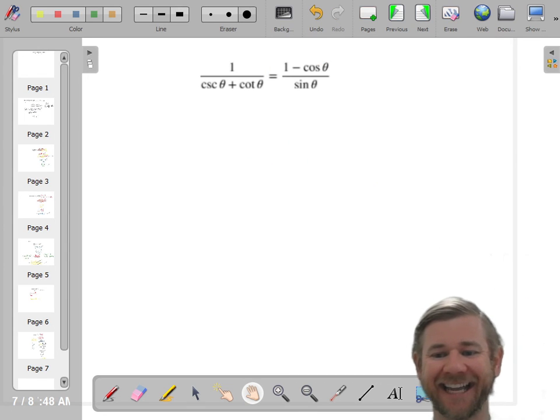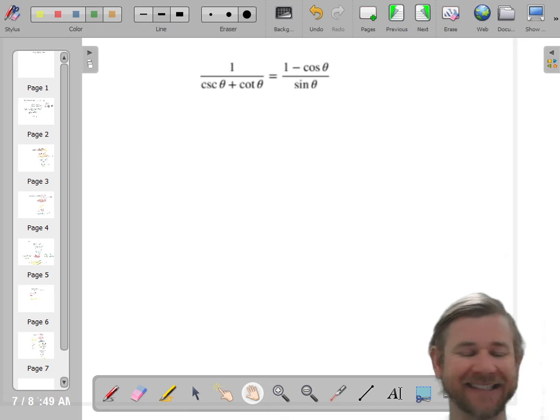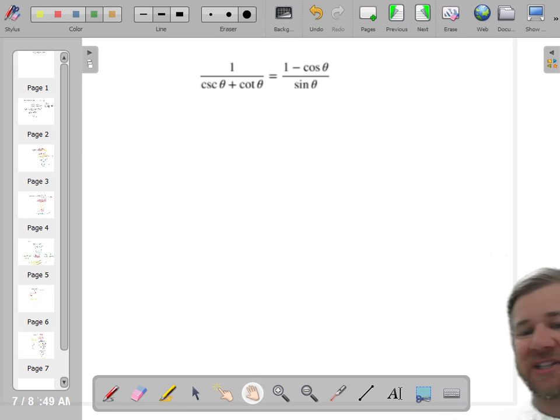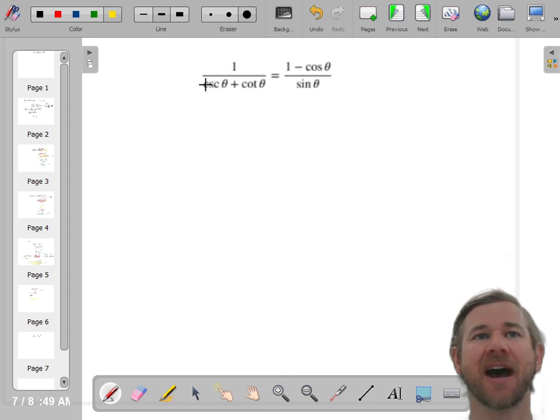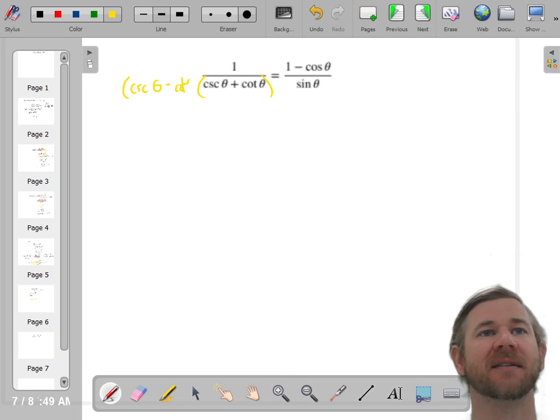All right. I got a good proof here. I think this is going to look better. And I really should just follow my own directions. When it says use the conjugate, we should use the conjugate. So I'm going to come over here and use the conjugate for this: cosecant theta minus cotangent theta. And then I'll do that on the top and the bottom.